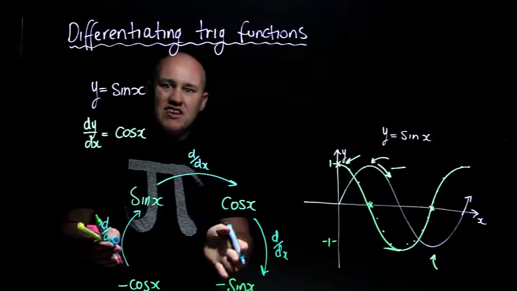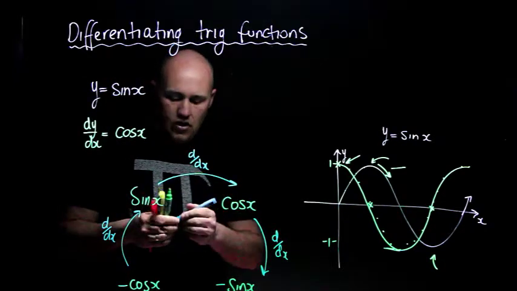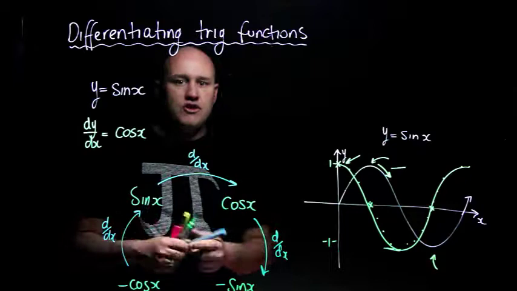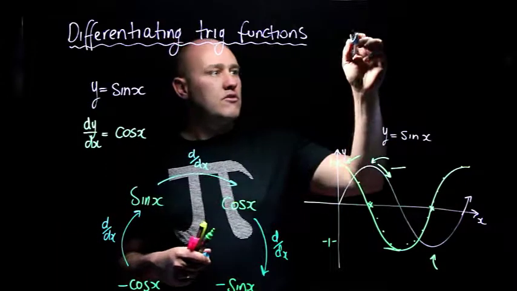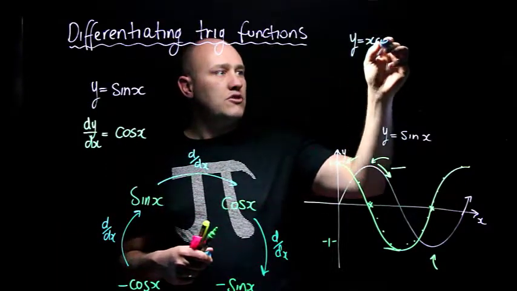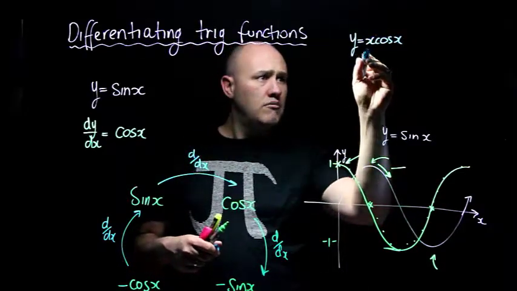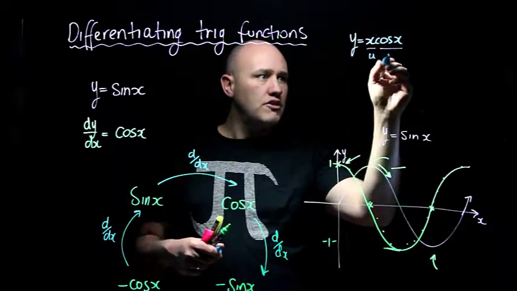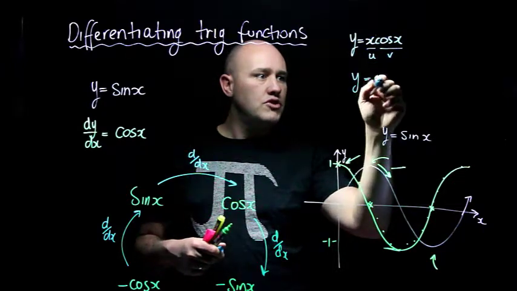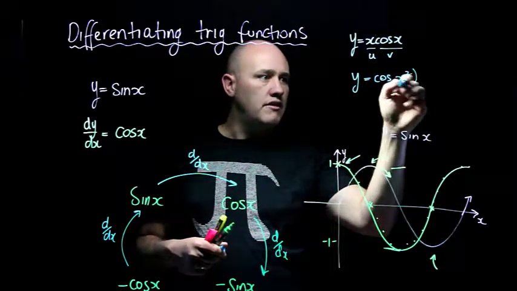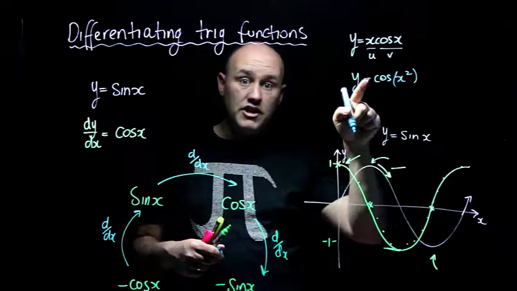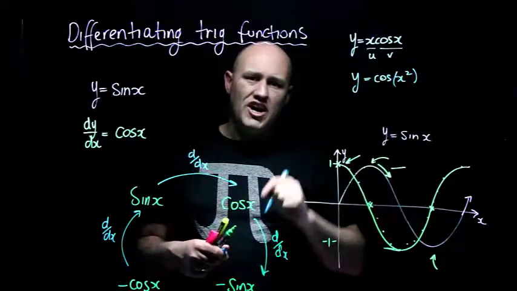Okay, now you just need to take that rule and learn to use it to differentiate a range of different functions, such as y equals x cos x. This involves periodic differentiation, but it's a product rule question. Or y equals cos of x squared. This also involves trig differentiation, but it's a chain rule question.